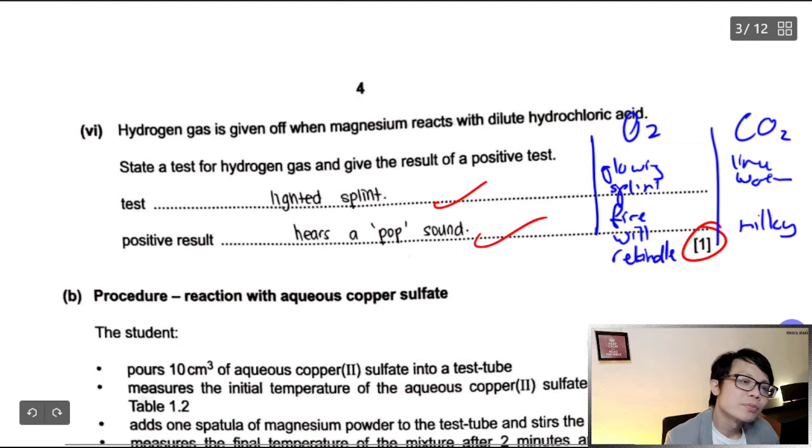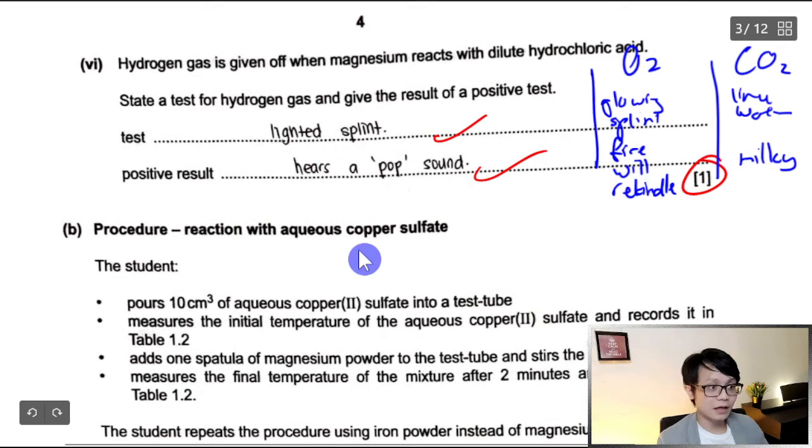We must know these because we never know what the exam might ask, but these are the basic things that we must know. Procedure: reaction with aqueous copper sulfate. When we talk about aqueous, you need to know that. There is a reason why sometimes they put aqueous, or a solution, or molten, or concentration. When they say aqueous, it means there is water in the liquid.